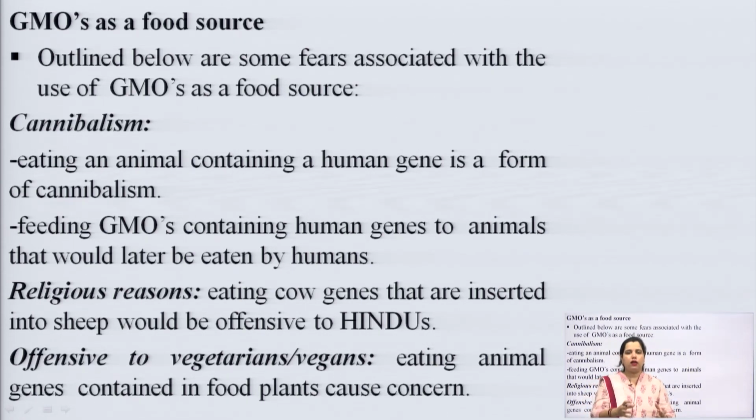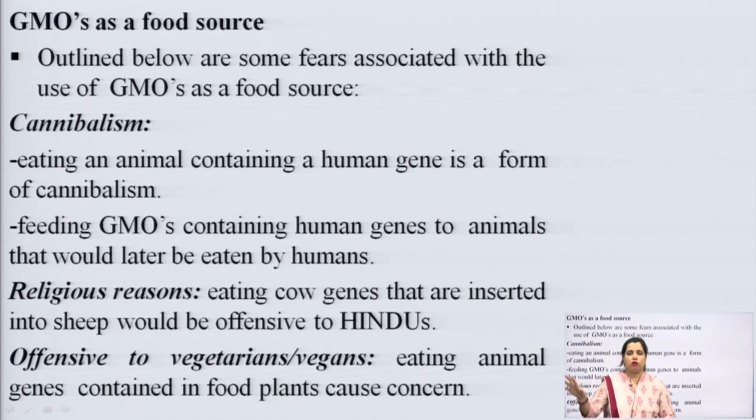Again, the genetically modified organism was made by inserting a human gene into that particular animal, and then it is consumed by the human species, and that will affect the total physiology of that human specifically. There are religious reasons also. Eating cow genes that are inserted into sheep would be offensive to Hindus. So, some of our ethical issues are written here, some are not. Offensive to vegetarians or vegans: eating animal genes contained in food plants causes concerns.